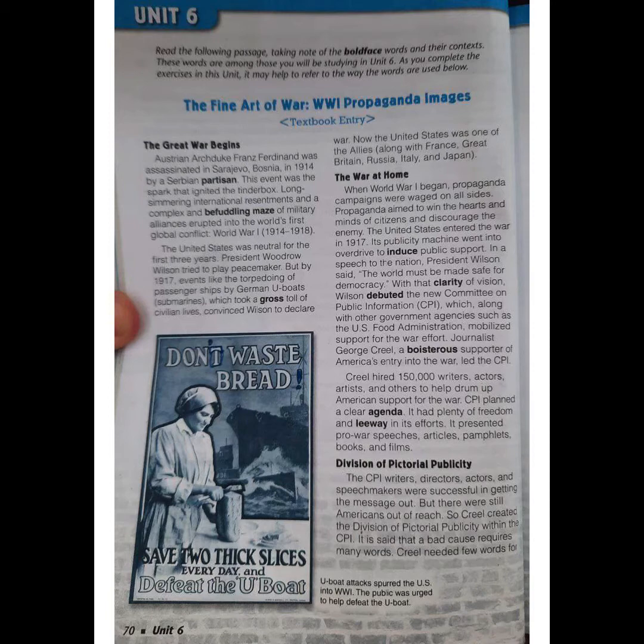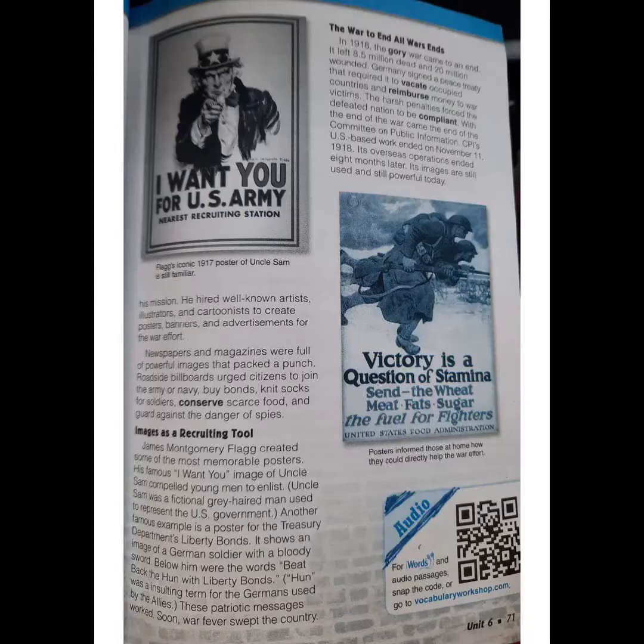Division of Pictorial Publicity. The CPI staffers were successful in getting the message out, but there were still Americans out of reach. So Creel created the Division of Pictorial Publicity. It is said that a bad cause requires many words. Creel needed few words for his mission. He hired well-known artists and illustrators to create posters and advertisements for the war effort.